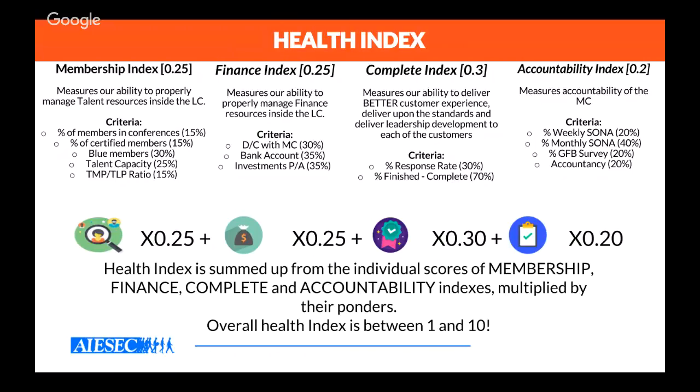Then the next index, the finance one, is pretty simple. It is measured by the debit credit, so how much money there is in the entity. How do you say it? I don't have the word. Okay, so how much money the LC has managed to get back from IGV, because all of the money entering from IGV goes directly into that account. If it's positive, of course the score is very high. If it's negative, it gets lower and lower.